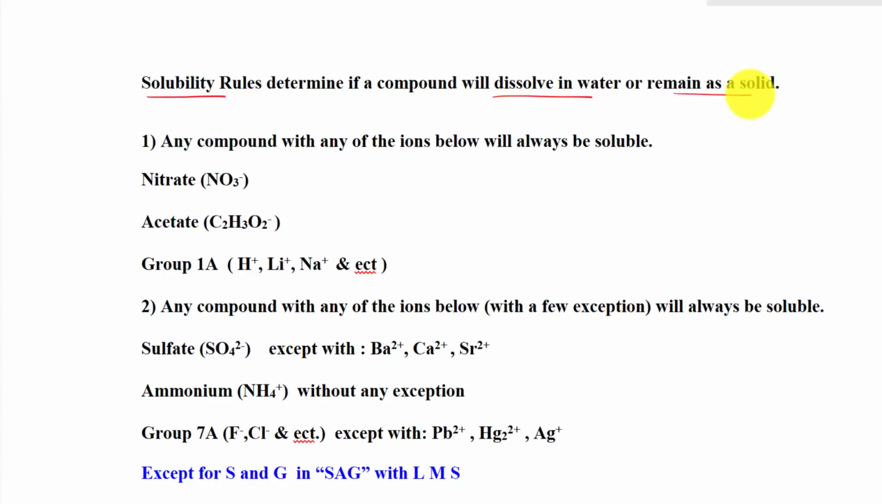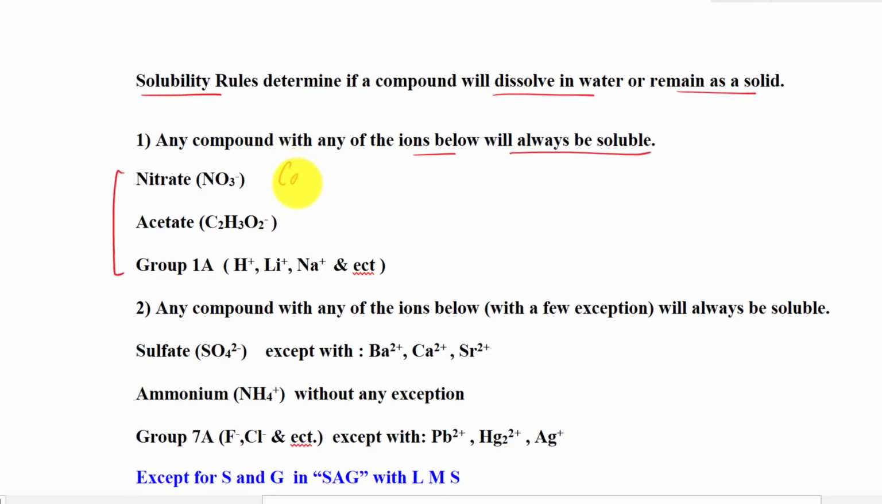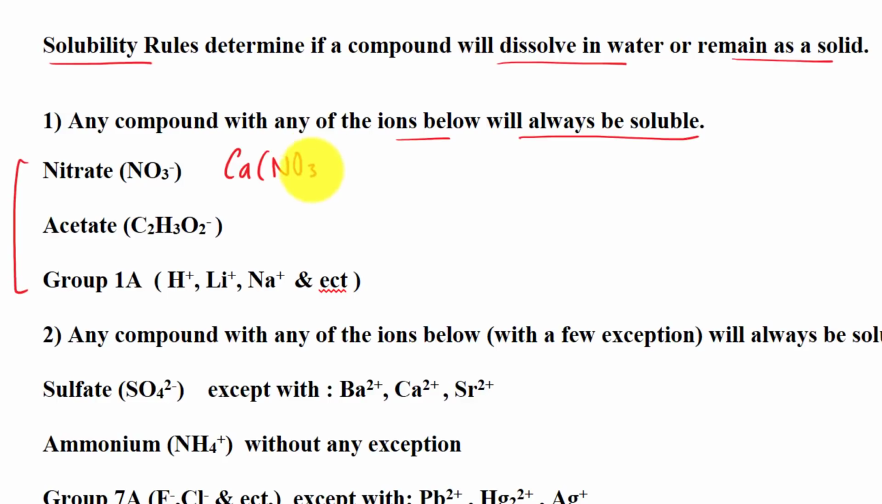First of all, any compound with any of the ions below, so here I have a list of ions below, will always be soluble. What does that mean? Any compound that you see with nitrate in it, or with acetate, or any ions from group 1A, they are always soluble, no exception. If we look at nitrate, for example, how about calcium nitrate, Ca(NO3)2, that is soluble. So any compound with the nitrate is soluble.